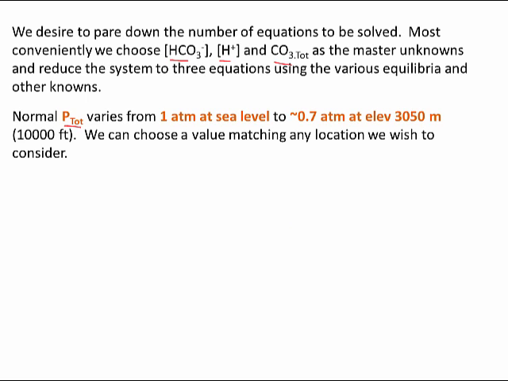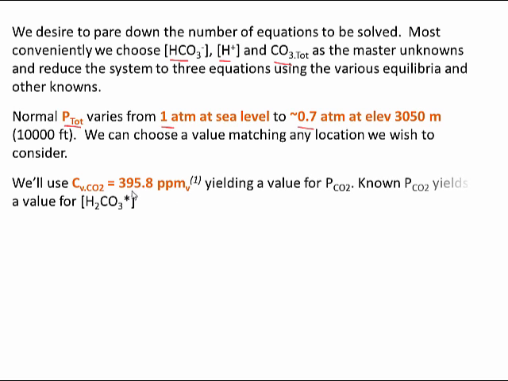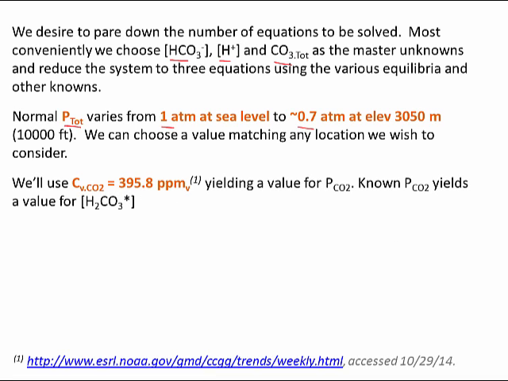Normal total pressure varies from 1 atmosphere at sea level to about 7/10 of an atmosphere at an elevation of 3,050 meters. We can choose any value we wish located anywhere on the globe. We'll use an abundance of carbon dioxide in the atmosphere of 395.8 parts per million by volume. That'll yield the partial pressure of carbon dioxide, and from the known partial pressure of carbon dioxide, we can calculate the carbonic acid concentration within the raindrop.